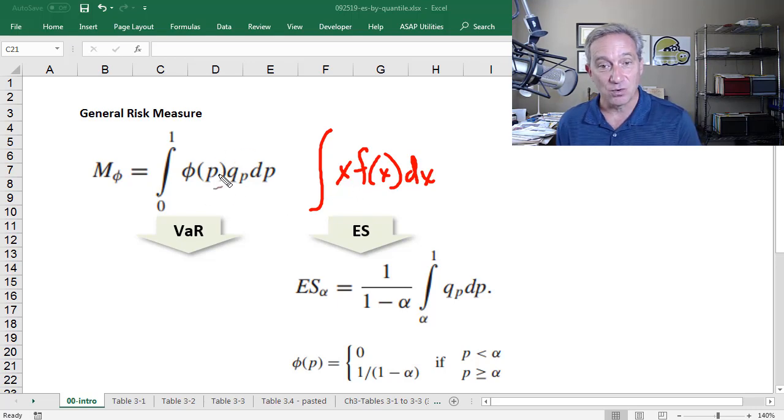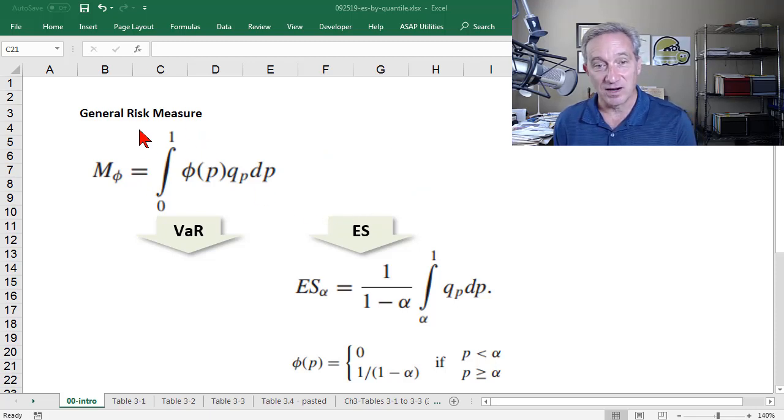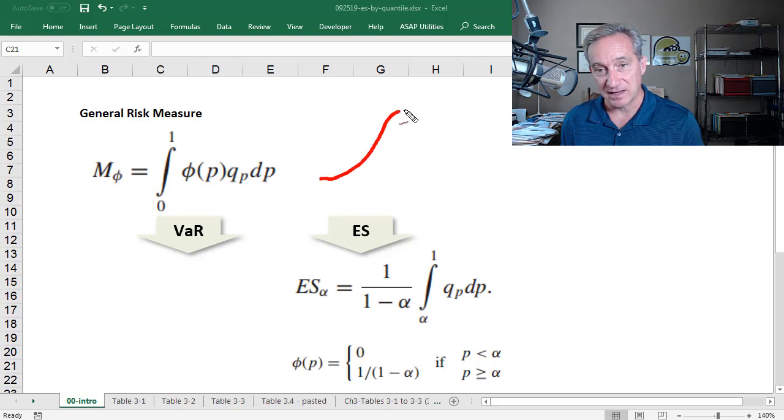For x, we have the quantile. So this general risk measure is a weighted average of the quantile. And instead of f(x) here, notice it's a function. That's Greek phi. This is the risk aversion function. So that's why it's general, because we can have any function here in this general risk measure. And that's why this general risk measure encompasses both value at risk and expected shortfall, simply because they have different risk aversion functions.